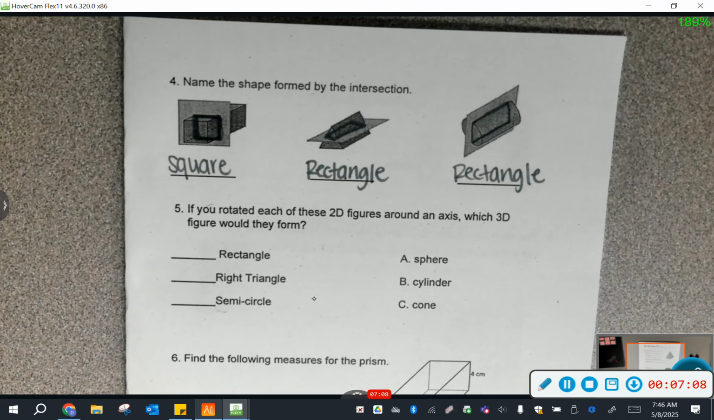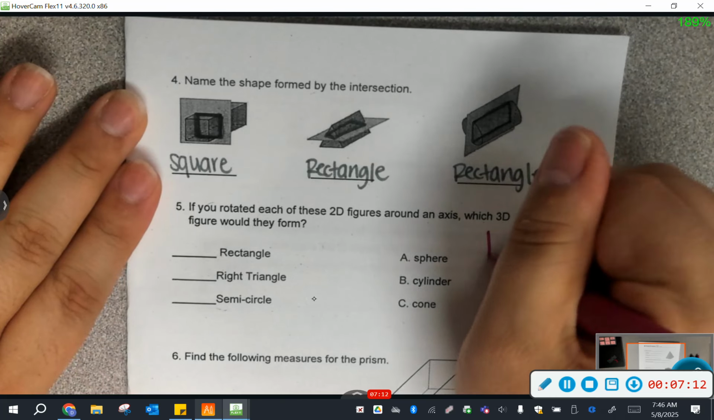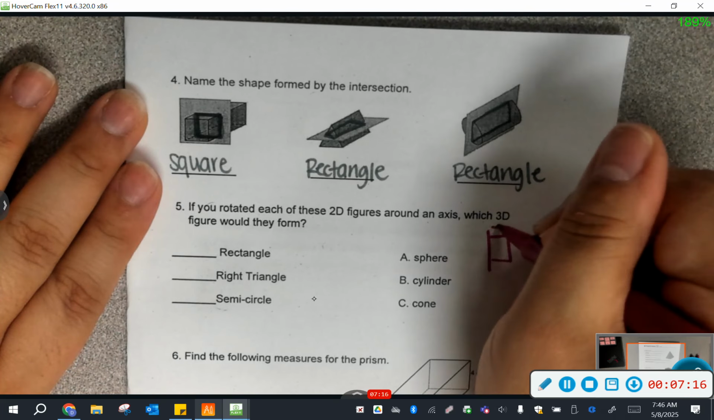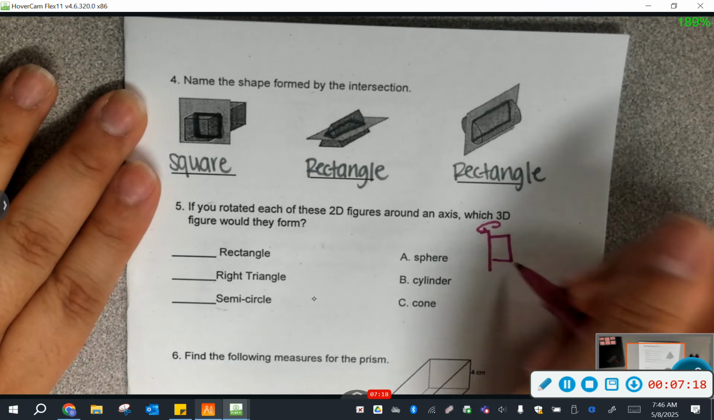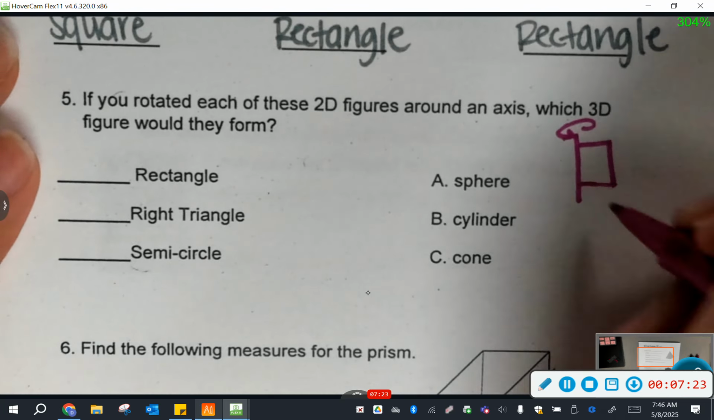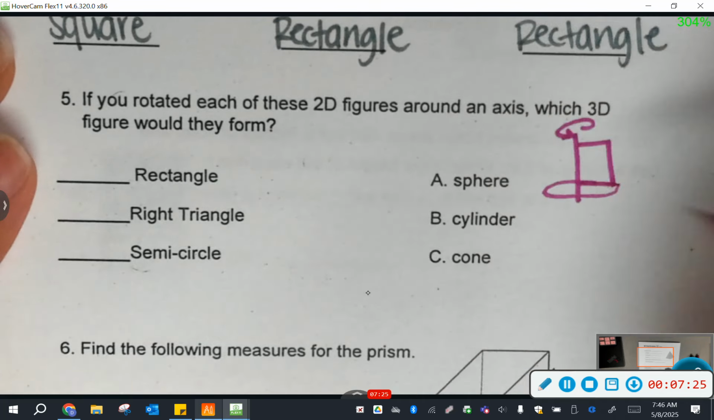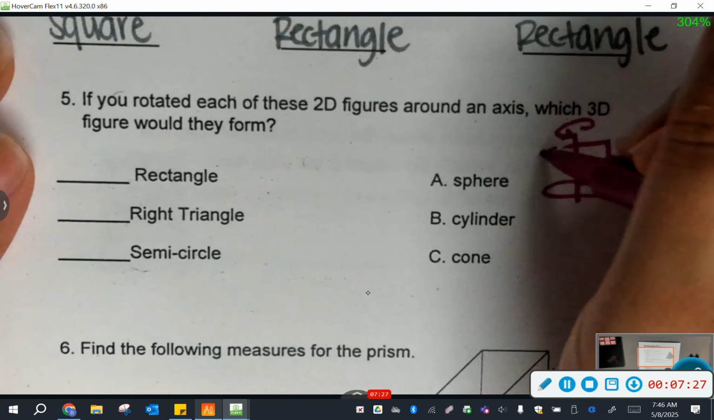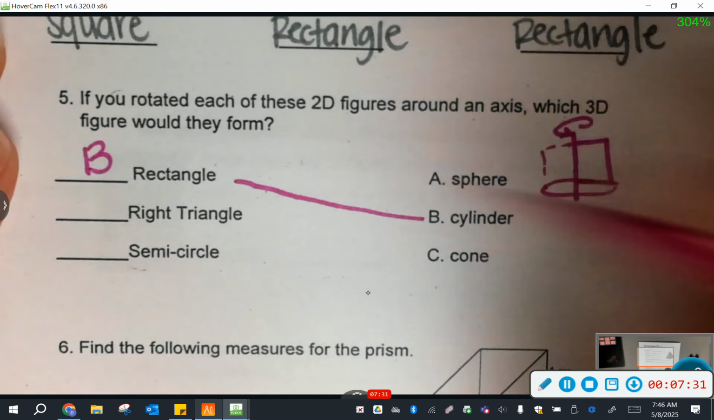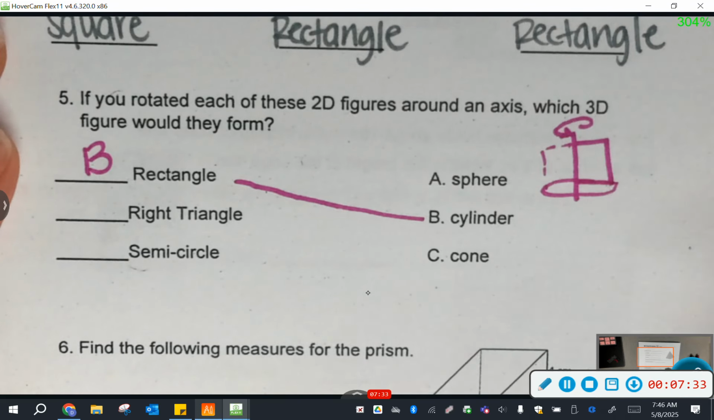Now, if you are to rotate a rectangle, so here's my rectangle, if I were to rotate this around and around a line, what are you going to get? A cylinder. A rectangle becomes a cylinder.